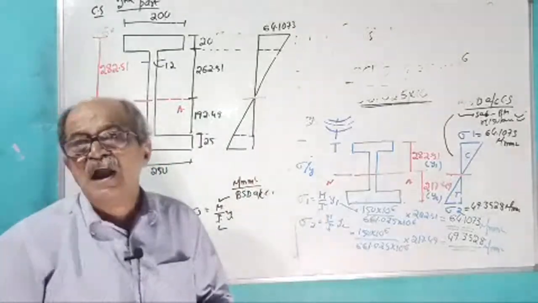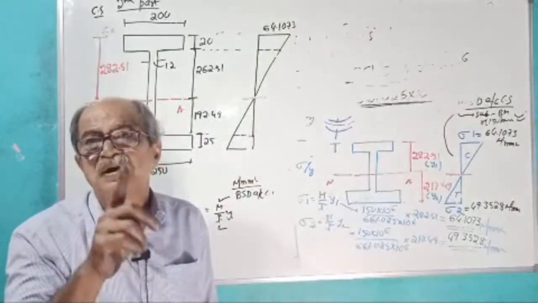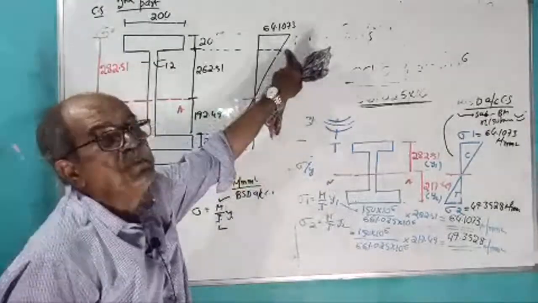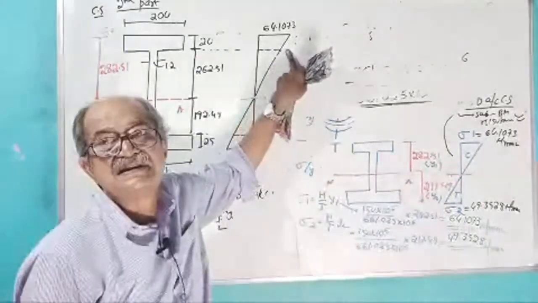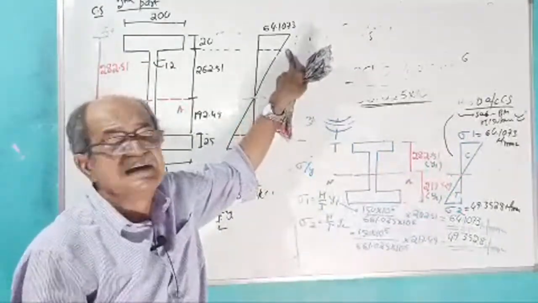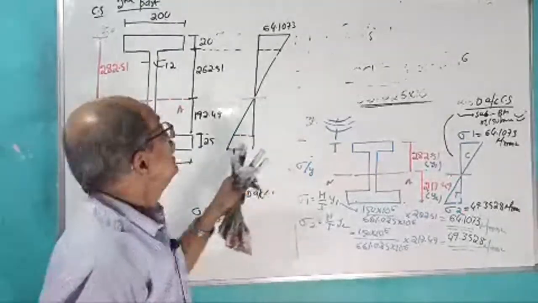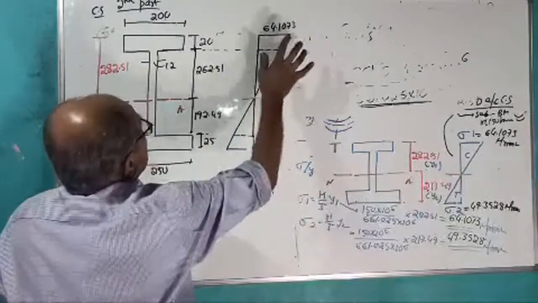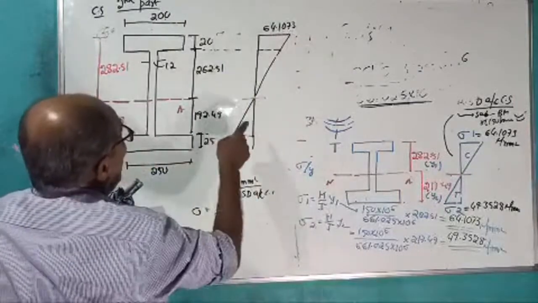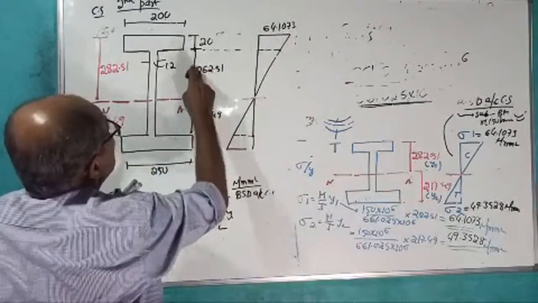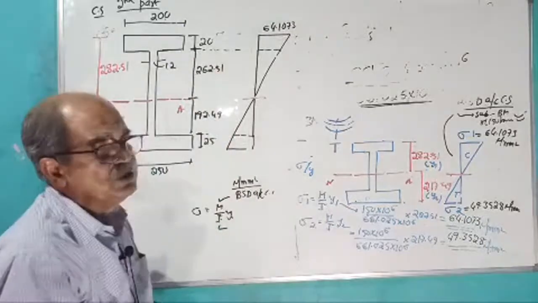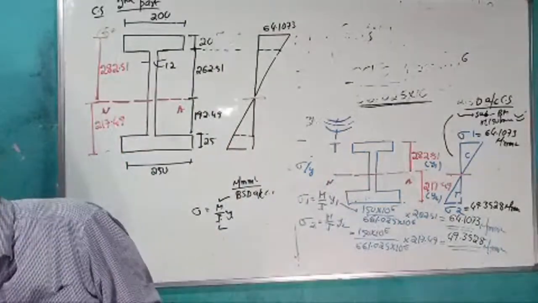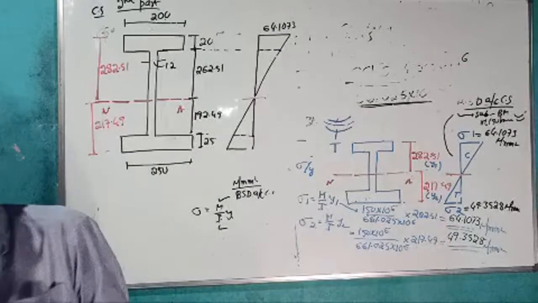I am giving the concept; a little effort from you should be to write. Let this stress be sigma 1 dash and this one sigma 2 dash. To get sigma 1 dash, either use the similar triangle property because of linear variation, or the basic equation, putting y equal to 262.51. Answer first.